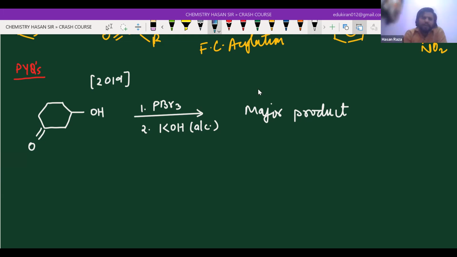See, do you know when alcohol reacts with PX3? If you remember, the major product is RX. Yes or no, Adrian? This is the preparation of alkyl halide from an alcohol.